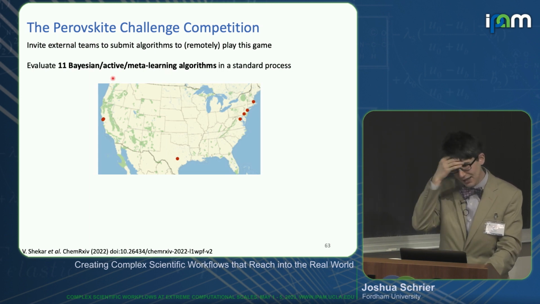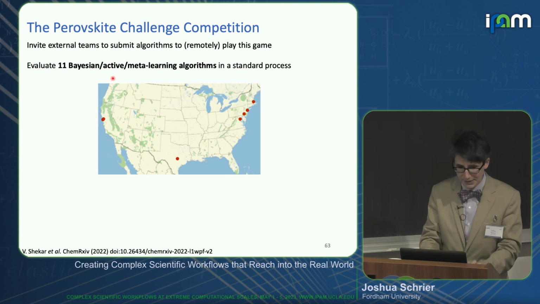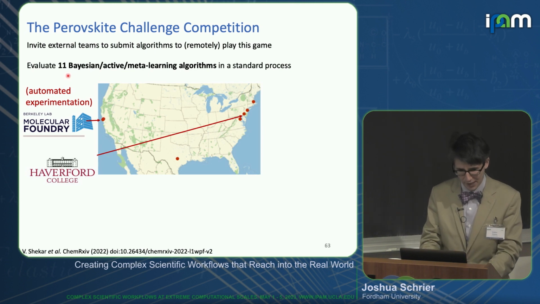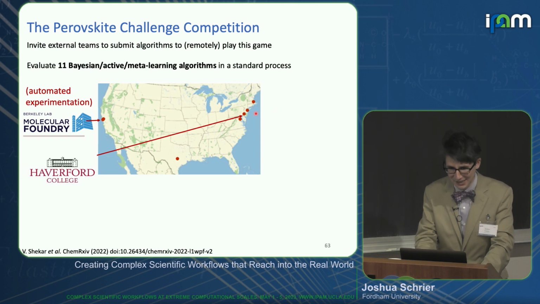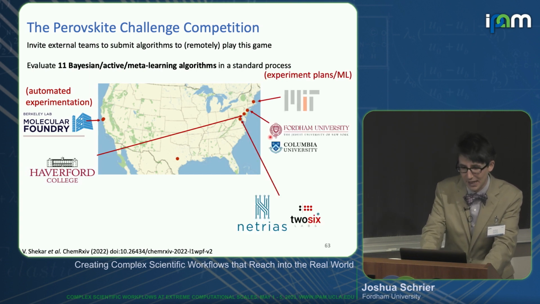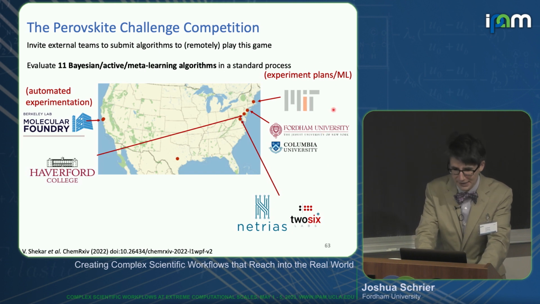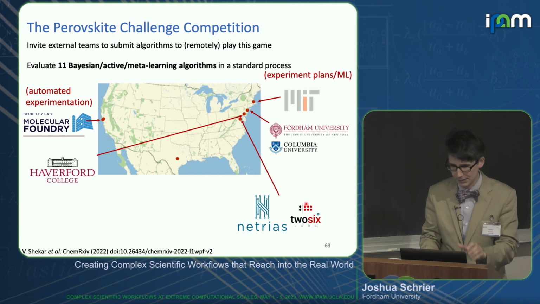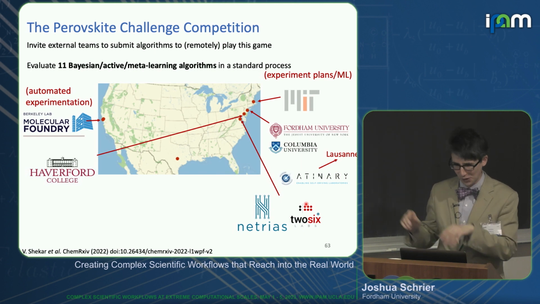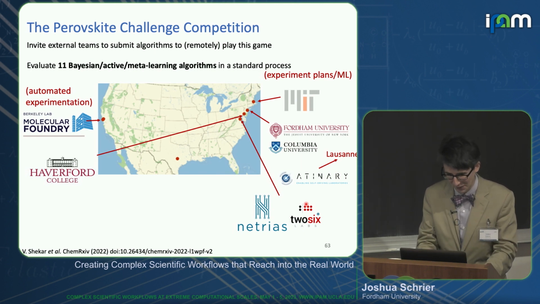And so in the end, we had 11 participants or competitors in this. There were a few places that submitted more than one algorithm. But essentially, the automated experimentation was divvied up between the Molecular Foundry at LBL and Alex Norquist's lab at Haverford College. So there you go, East Coast and West Coast. The experiment plans and ML were done at a number of places, including a few private companies down in Arlington that were participating in this program, and also a company in Lausanne, Switzerland, that has some algorithms for optimizing experiments, and they wanted to see how well they would do.